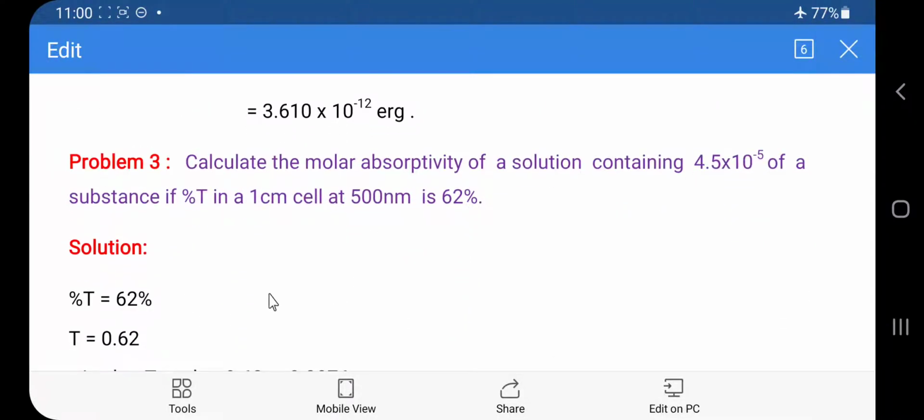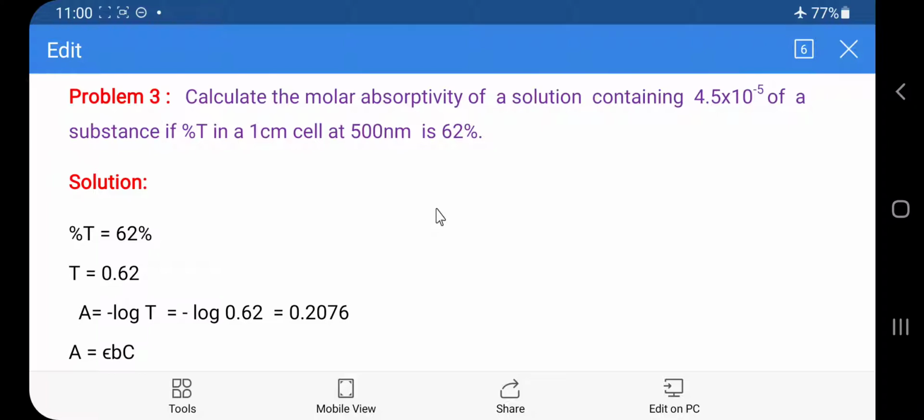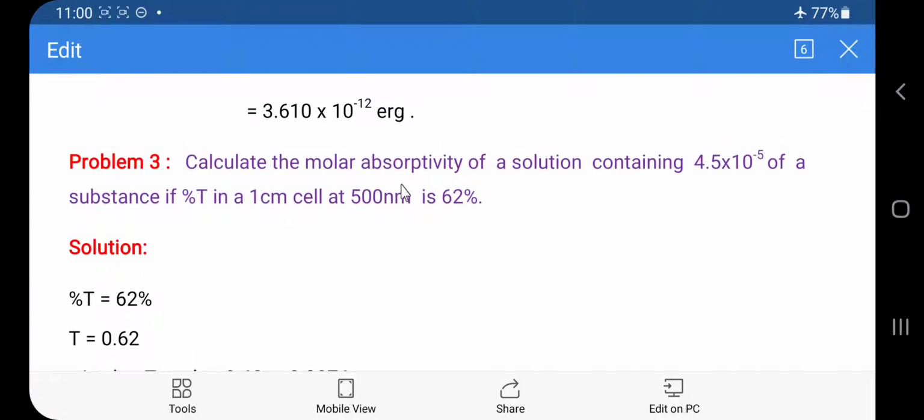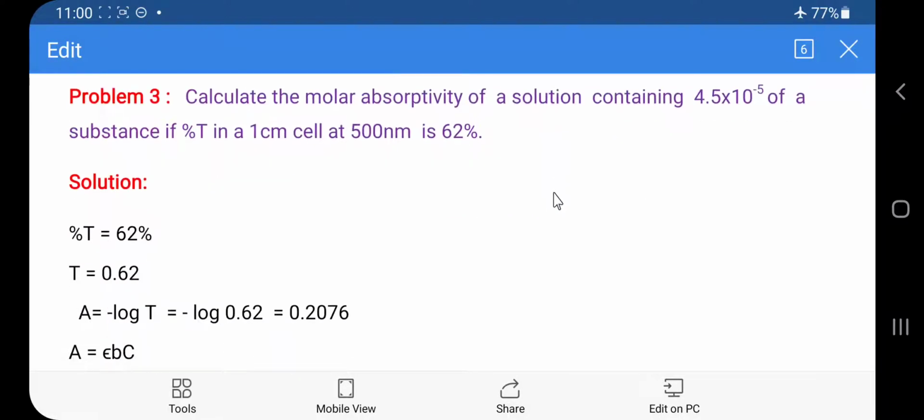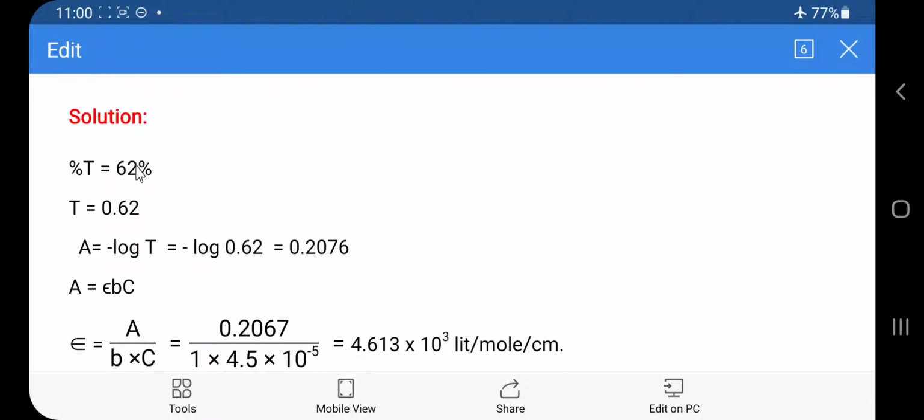So next, the third one: calculate the molar absorptivity of a solution containing 4.5 into 10 raised to minus 5 molar of a substance, if the percentage transmittance in a 1 centimeter cell at 500 nanometer is 62%. Here we have to find out the molar absorptivity, and the concentration is given as well as the percentage transmittance, which is 62%. That means the transmittance is equal to 0.62.